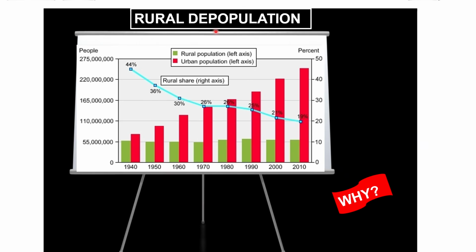Okay, I spoke about rural-urban migration and how it causes rural depopulation. It's very important to know how to define rural depopulation. This is the decrease in the number of people living where? In rural areas. There's a graph. It's very important to analyze these graphs, okay?